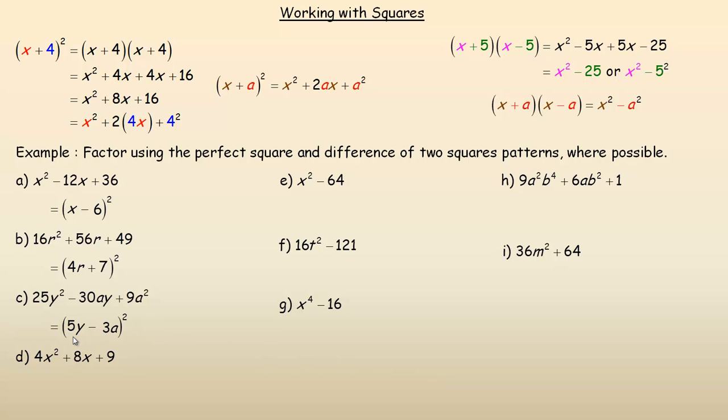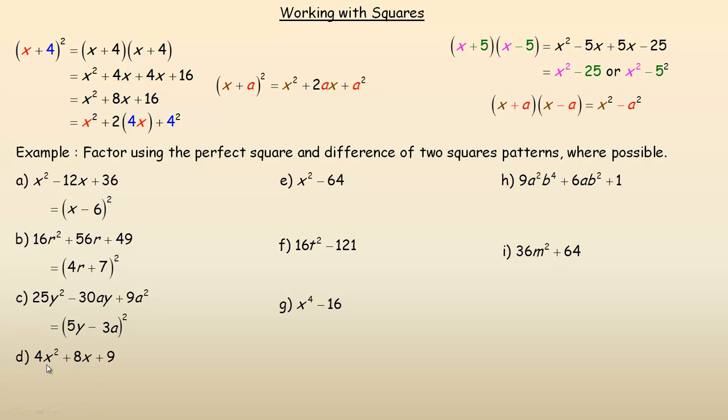Now, again, we'll check this. 5y squared gives you this term. Negative 3a squared will give you 9a squared. Now, if you multiply 5y by negative 3a, it would be negative 15ay. And if you double that, you do get negative 30ay. So it does check.